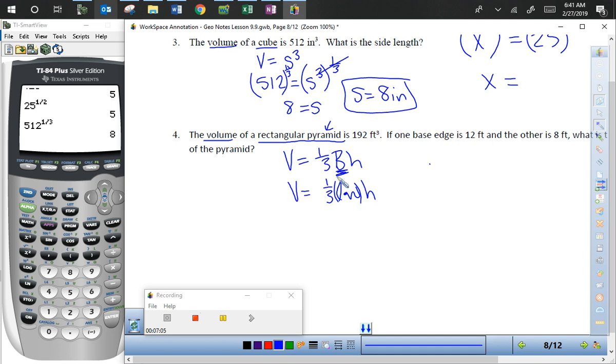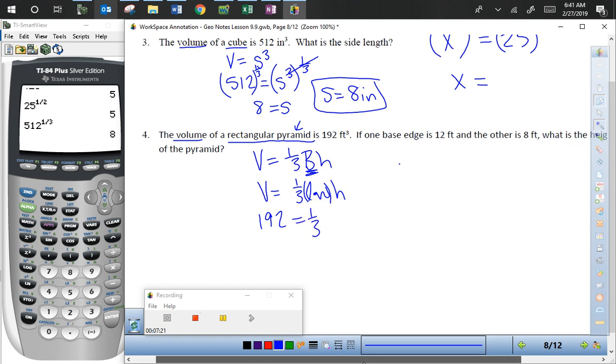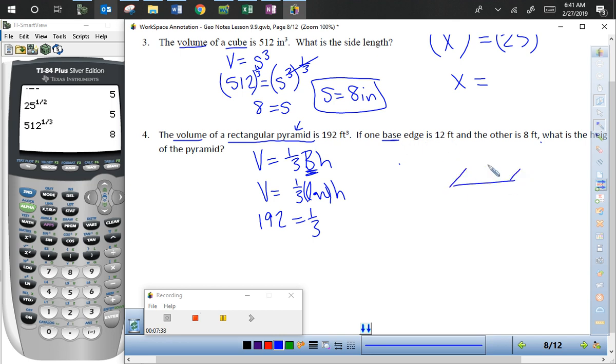Now that we have that figured out, we're going to fill in just like we did before. It said the volume is this 192. In general, your biggest number should always go by itself. And then the 1/3 stays. It says if one base edge is 12 and the other is 8. Okay, so this is going to be really important here. We've got length, width, height, but it doesn't really say length, width, and height here. It says the base edge. So on the base of our pyramid, it's saying one of the edges, this distance, is 12, and one of the distances is 8.